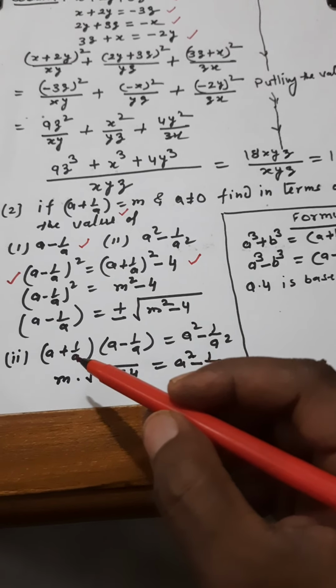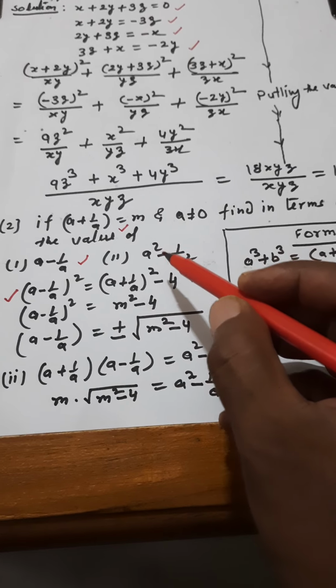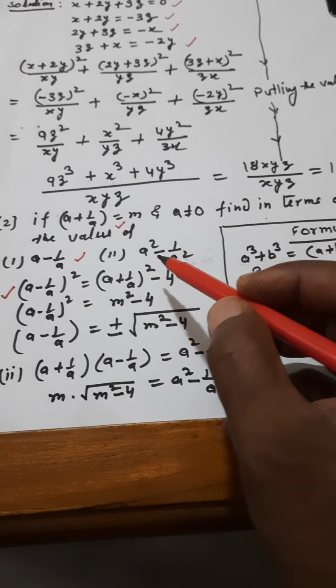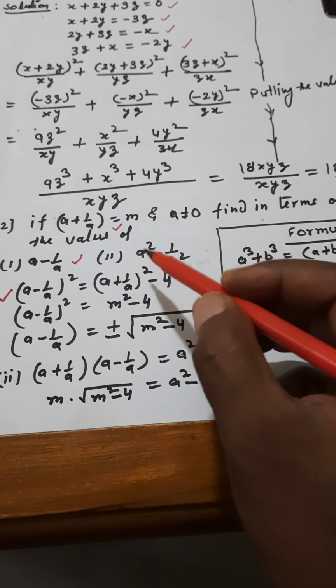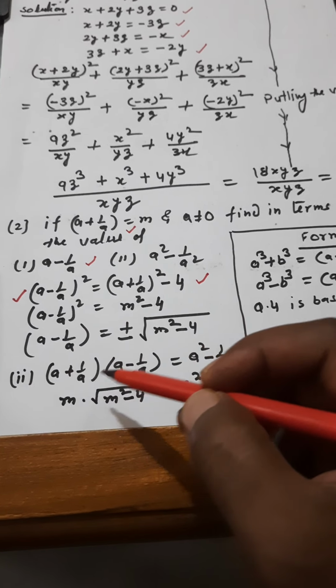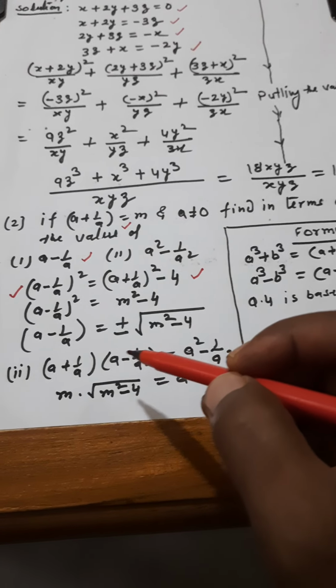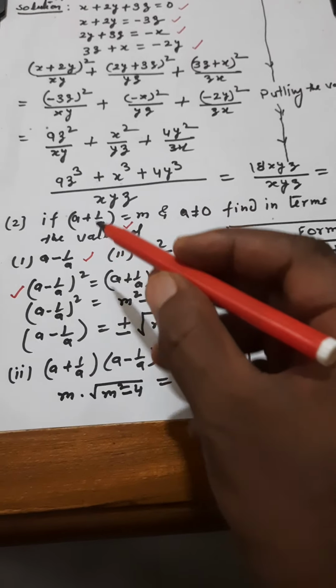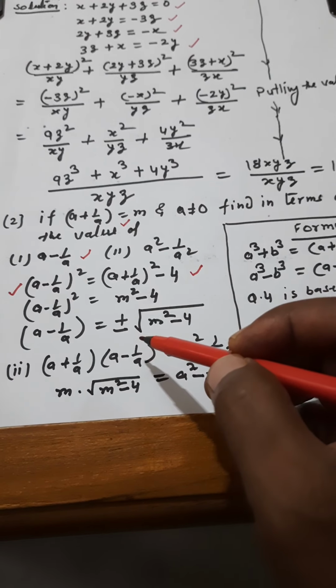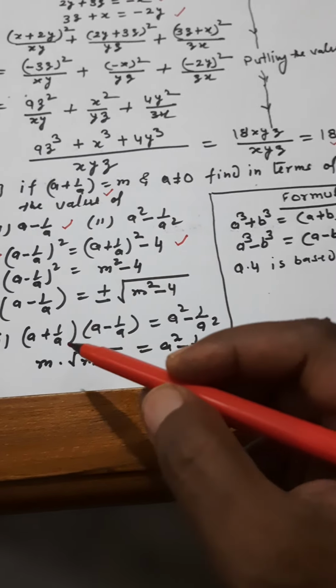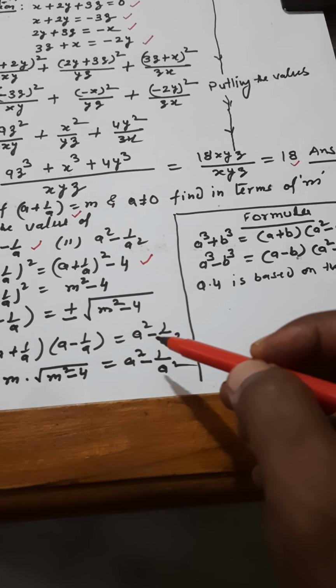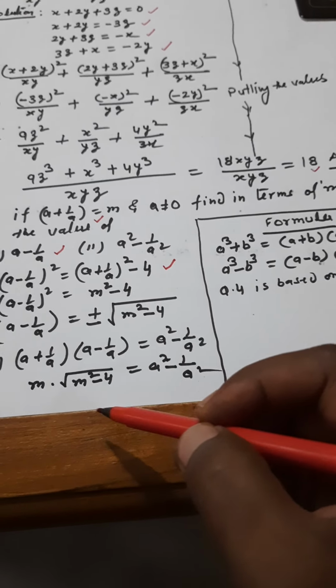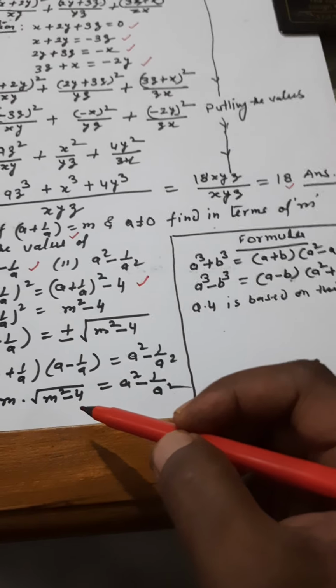In the same way we have to find the value of a² - 1/a². This can be found as (a + 1/a)(a - 1/a). a + 1/a is already given in the question, and a - 1/a we have found. So (a + 1/a)(a - 1/a) = a² - 1/a². Therefore it is m√(m² - 4).